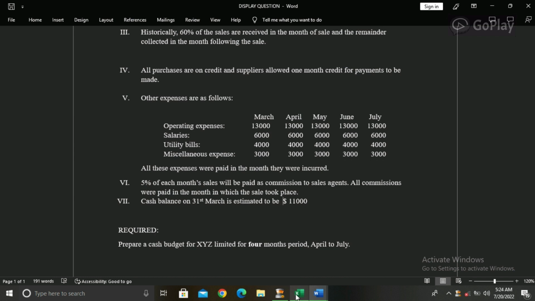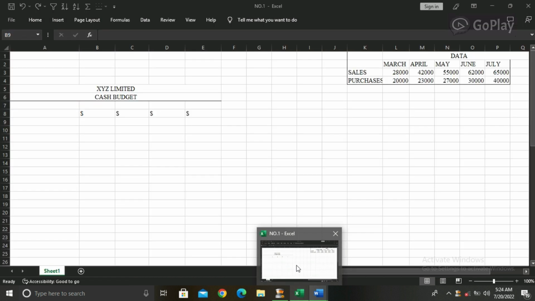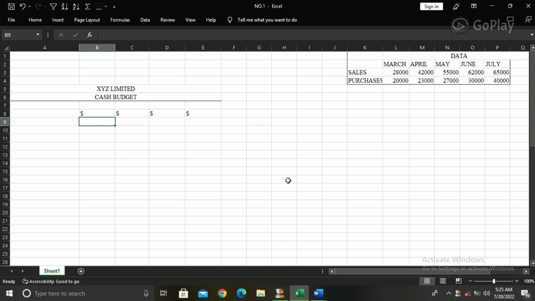So now let's progress to solve the question. Now, after reading through the question, the first thing you have to do is to extract your data. Data here, we are referring to extracting from the question the sales figure for each of the months and then the purchases figure for each of the months. That is what will help you in drawing your cash budget. So we'll be referring to the data as we are preparing the cash budget.